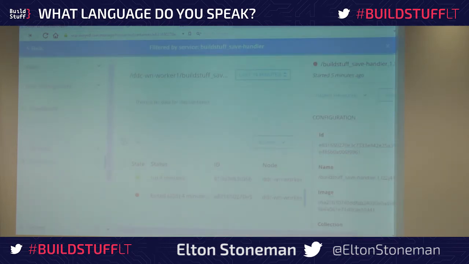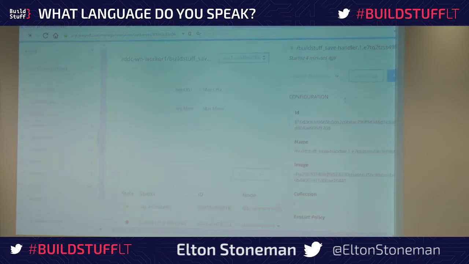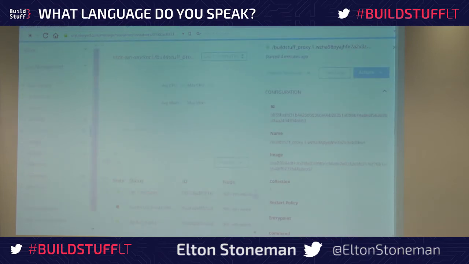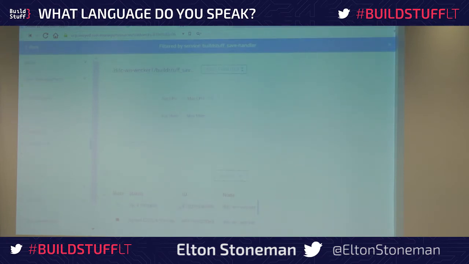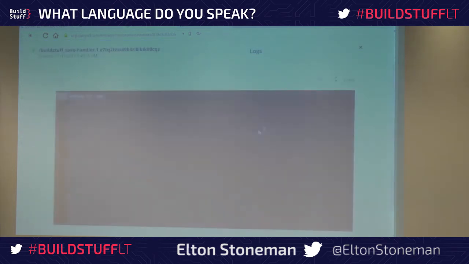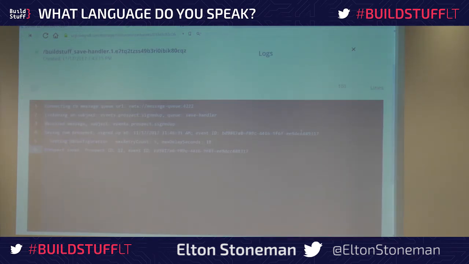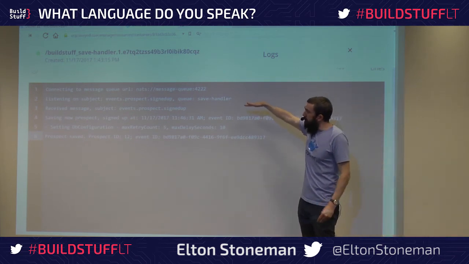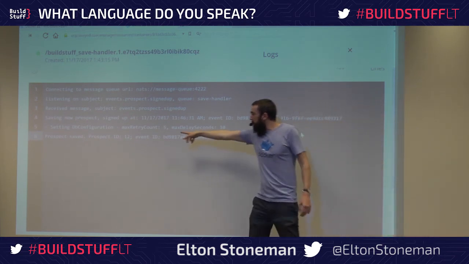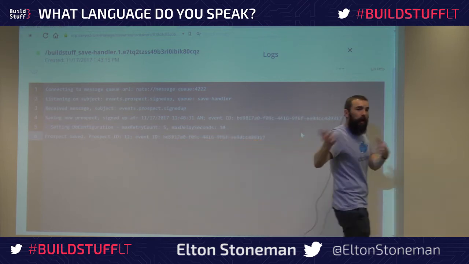If that container dies, Docker starts a replacement. So this is why I have this new container, zoom back down, which has now been running. Is that my save handler? Let's go back to my services. So my save handler has 2 containers. The first one died, and then Docker just immediately started a second one. In the logs for that container, it's connected to my message queue, it's received an event for my new prospect, it's signed it up, and I've got my prospect ID of 12. That's the ID that comes from SQL Server.